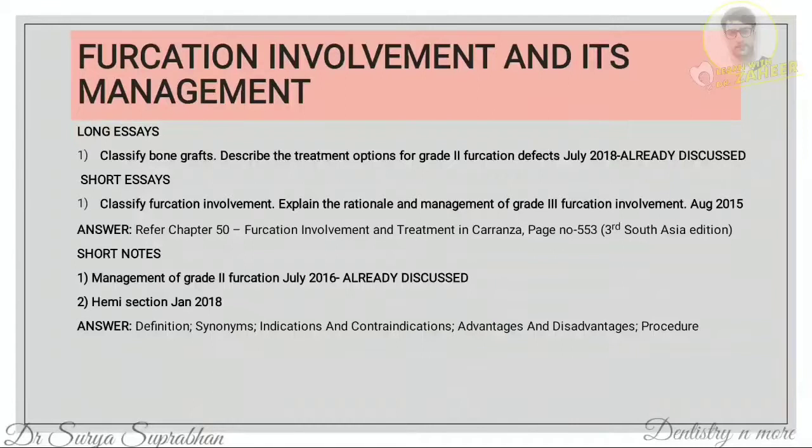Next question is hemisection. Hemisection, you can write first define what is hemisection, then you can write different names for the hemisection, that is bicuspidization and all. Then indication, contraindication, advantages, disadvantages, and then the procedure for hemisection.